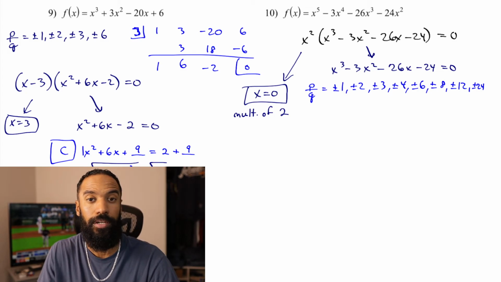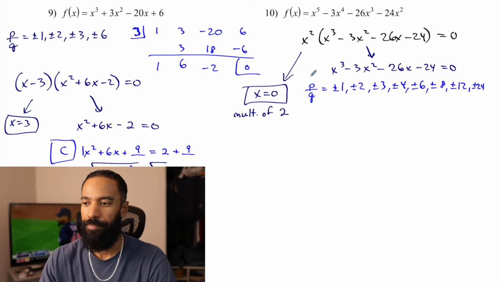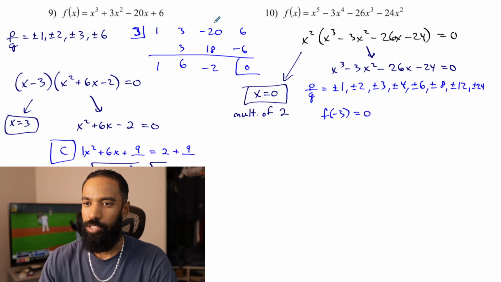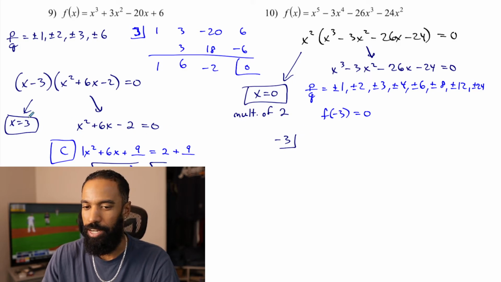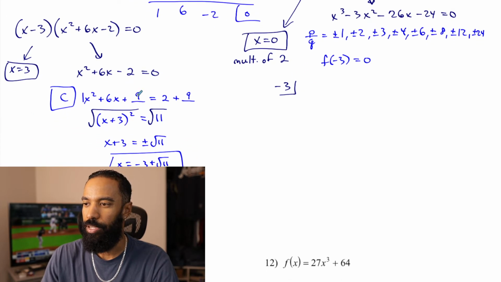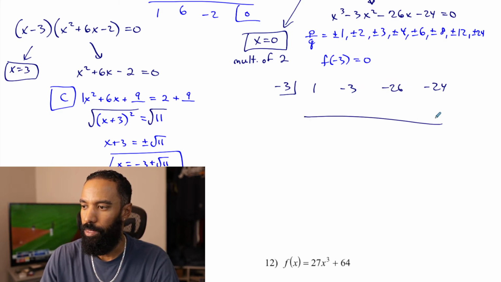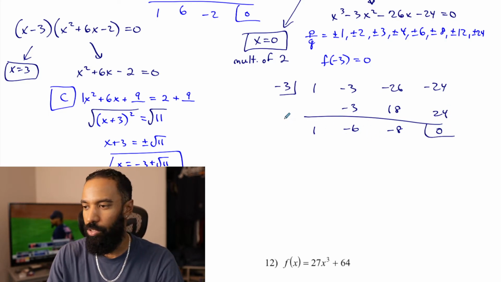It might be the only one. It could be among these as well. So -3 is one of them, so f of -3 is 0. So let's go ahead and do rational, I keep messing up my terms tonight. I'm sorry, -3 is my root here. So let's use synthetic division on this: 1, -3, -26, and -24. We're going to get 1, -3 is -6, 18, add that's -8, add that 24, you get 0.